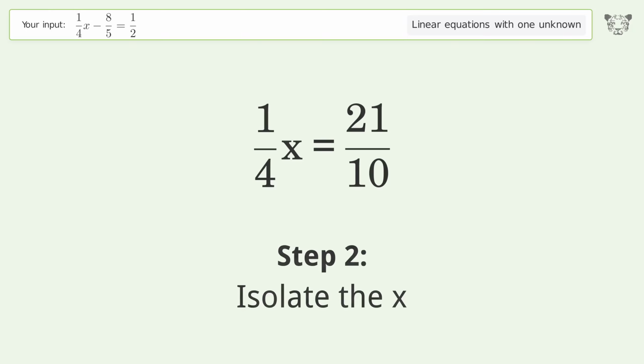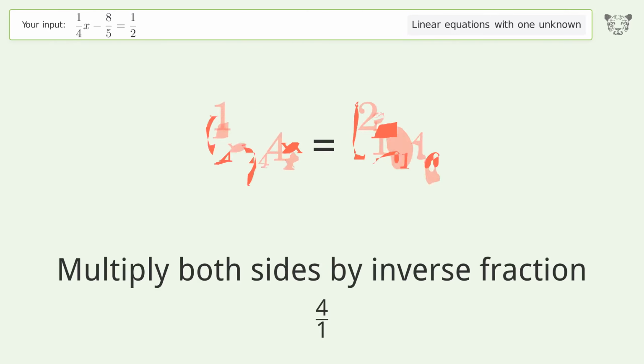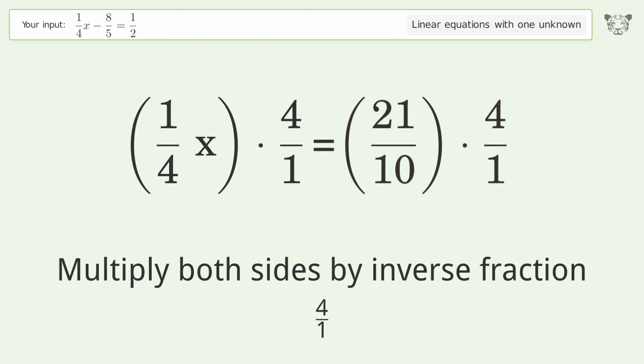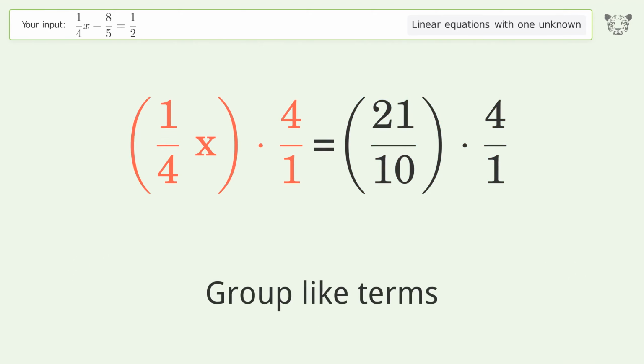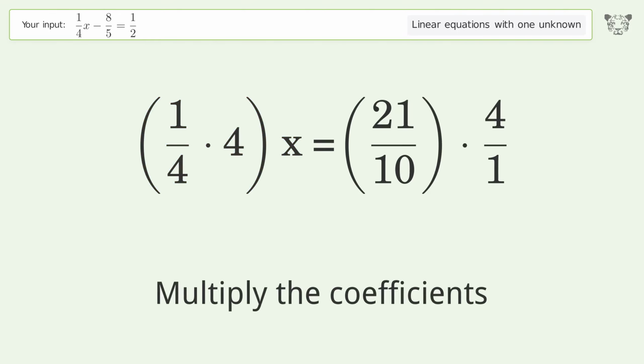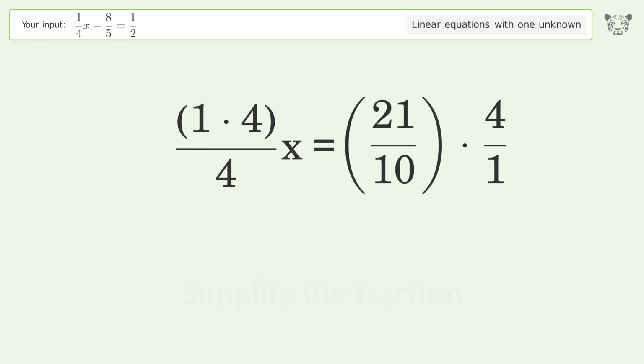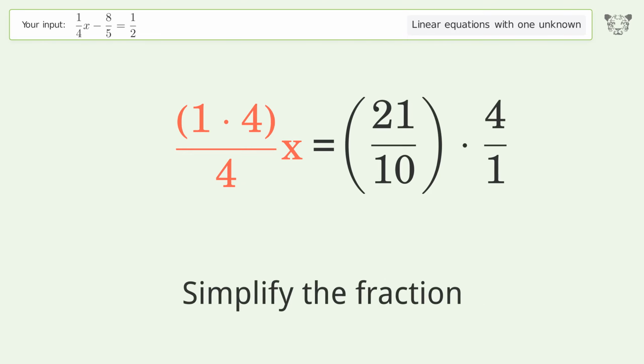Isolate the x. Multiply both sides by the inverse fraction 4/1. Group like terms. Multiply the coefficients. Simplify the fraction.